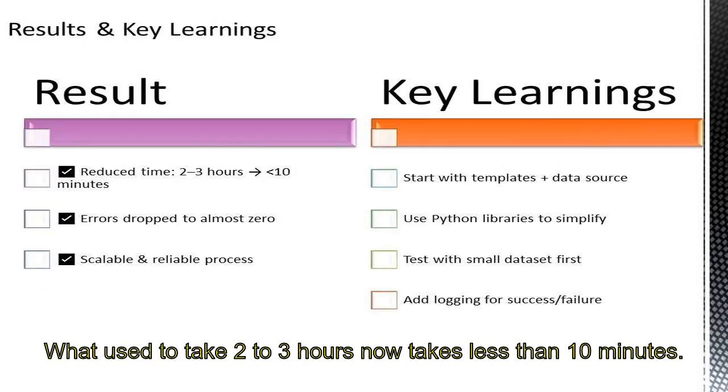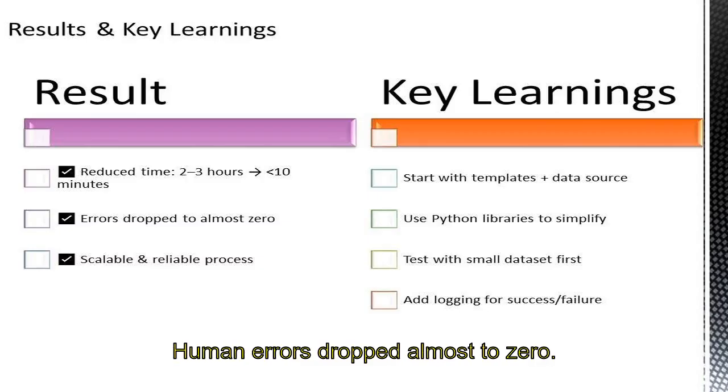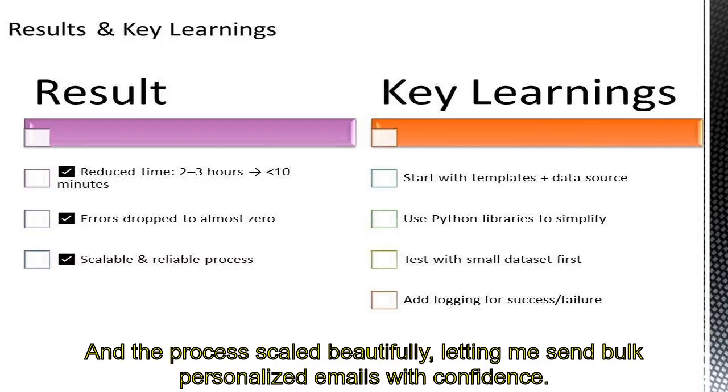What used to take 2 to 3 hours now takes less than 10 minutes. Human errors dropped almost to zero. And the process scaled beautifully, letting me send bulk personalized emails with confidence.